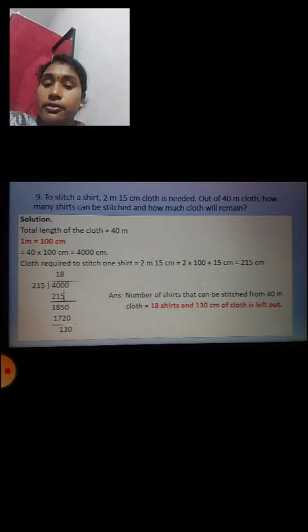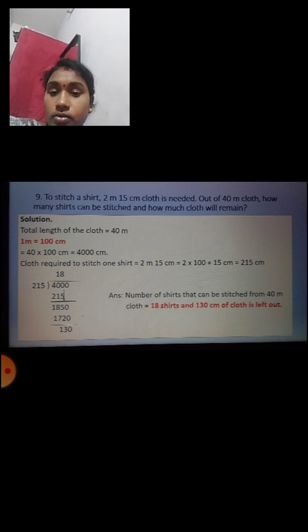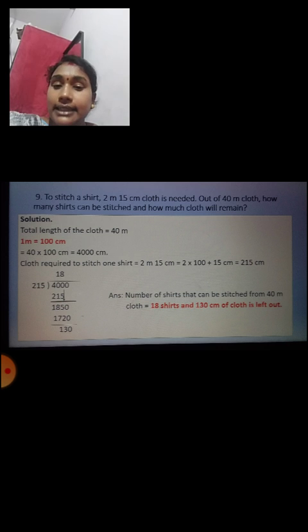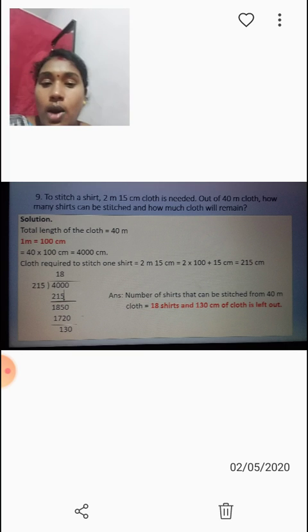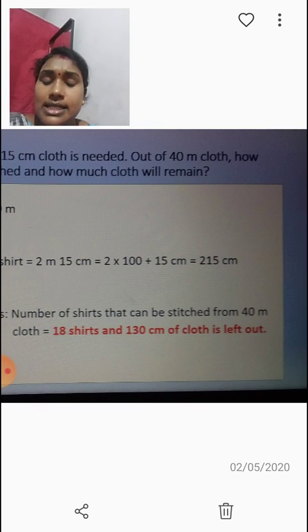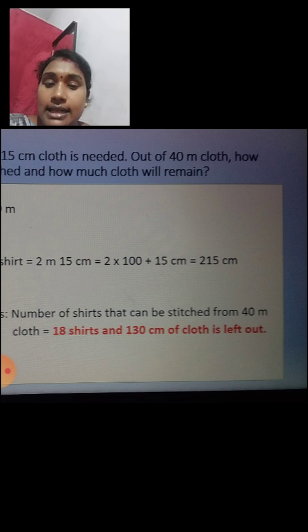Now, when you divide 4000 by 215, you will get the answer as 18 and the remainder as 130. So, the number of shirts that can be stitched from 40 meters of cloth is 18 shirts, and 130 centimeters of cloth is left out.